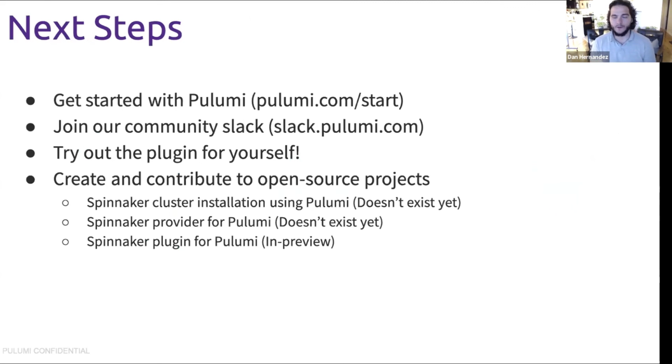And next steps for the viewers. Get started with Pulumi. It's really easy. It takes about 15 minutes through our getting started guide. Join our community Slack. That's a great place to ask questions and understand everything that's going on surrounding Pulumi and being able to interact with other folks in the community. And definitely try the plugin out for yourself. We'll share some details about how you can get access to this. And it would be great if you in the community would create and contribute open source projects. Pulumi is an open source tool, and we're really excited about the opportunities to expand the ecosystem and work with a lot of different organizations and teams and people on various different projects. But for Spinnaker specifically, there's a lot of different opportunities here.